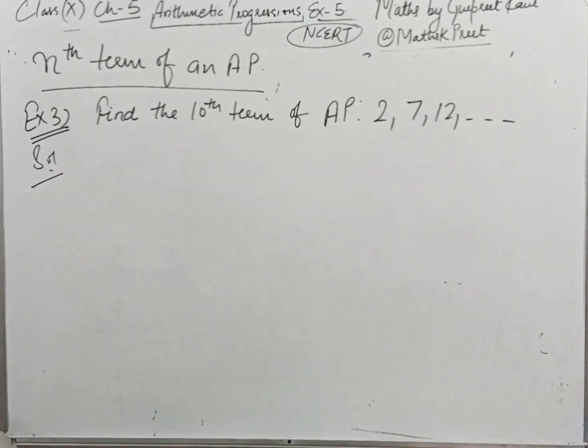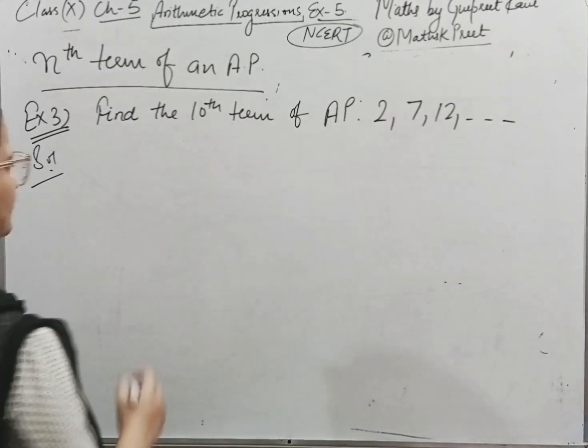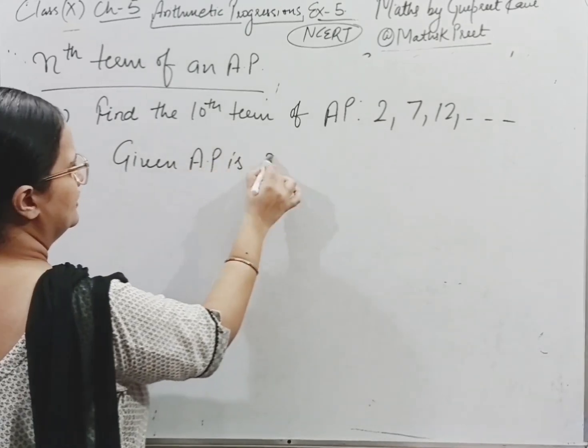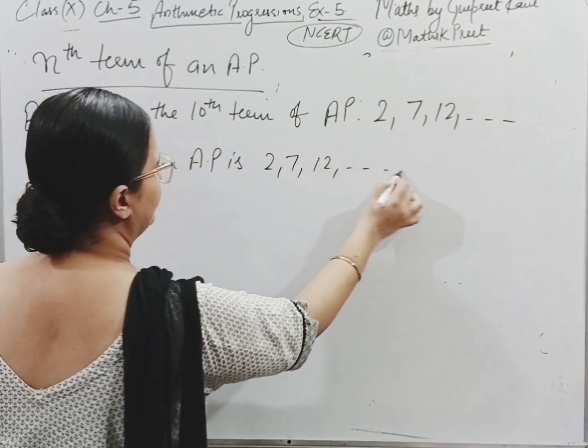Example number 3: find the 10th term of the given AP 2, 7, 12. So we will write the given AP is 2, 7, 12 and so on.